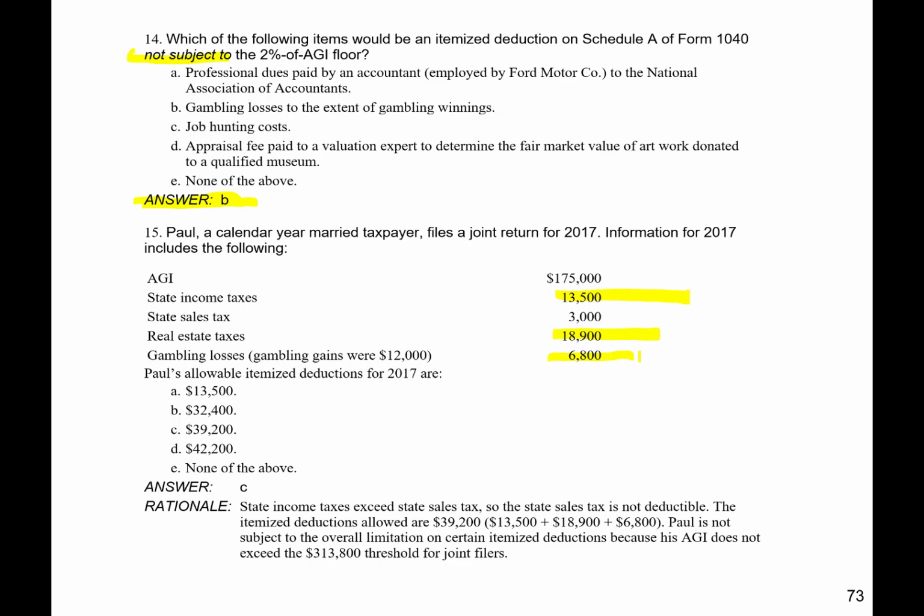So he has 68. So he's going to take what? He's going to take the 13.5, the 18.9, and the 6.80. So his total itemized deductions are 39.2.